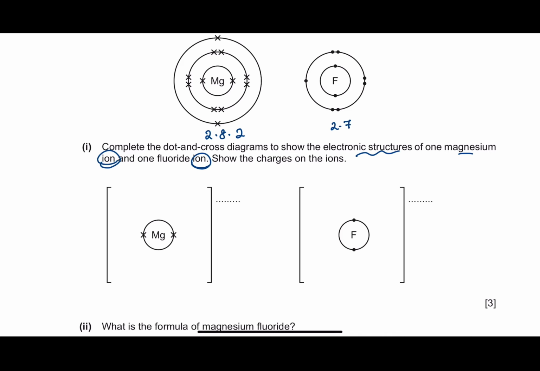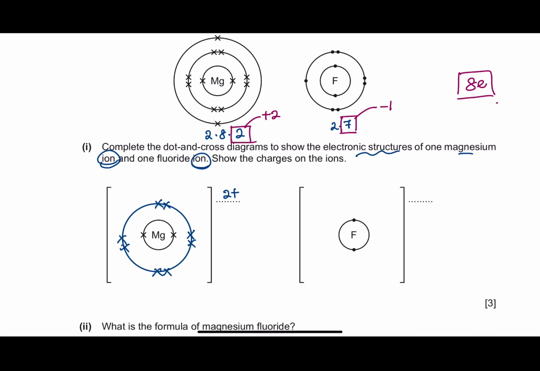Question 1. Complete the dot and cross diagram to show the electronic structure of one magnesium ion and one fluoride ion. So if you look at the electron configuration, you can see that the outermost shell does not have a complete 8 electrons. Therefore, magnesium needs to donate 2 electrons and fluorine needs to receive 1 electron in order for both of them to be octet. Octet means a complete 8 electrons on their outer shell.